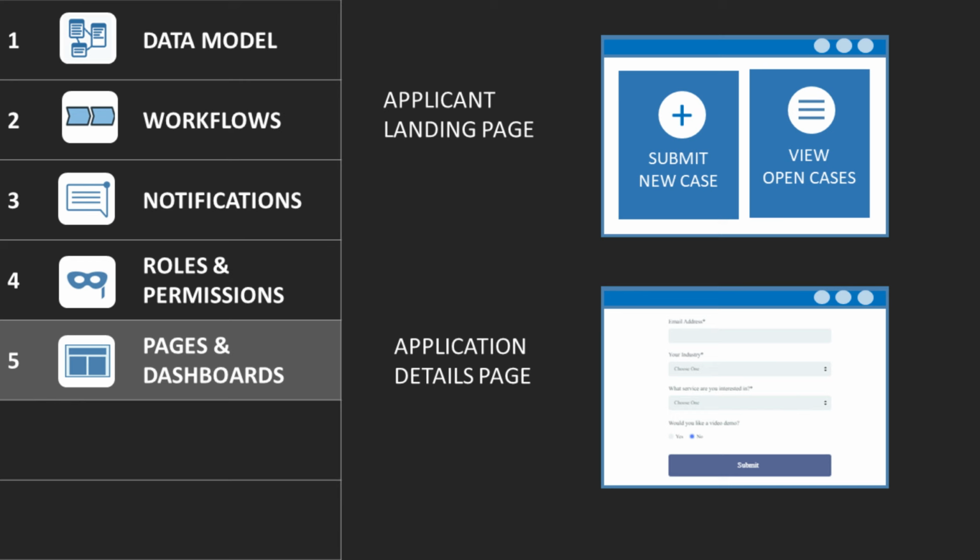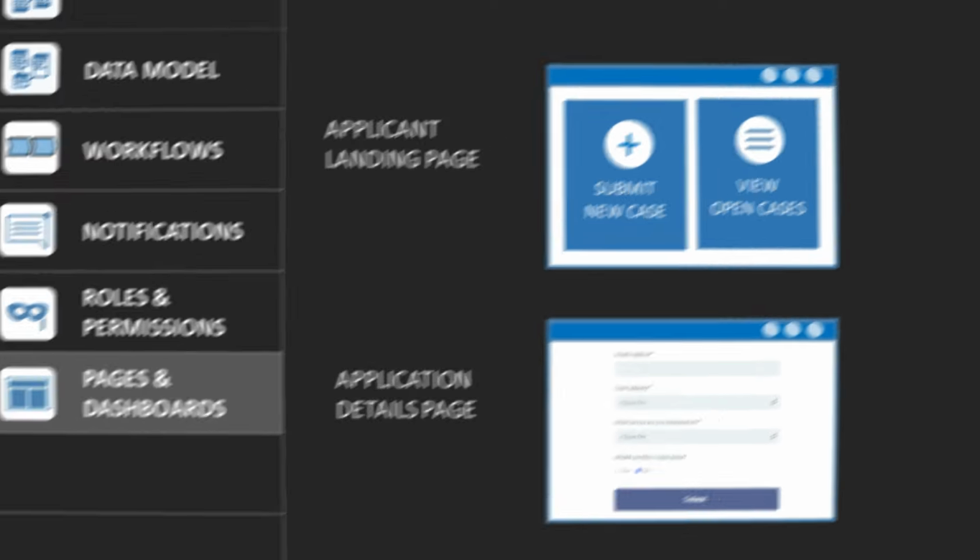Number 5. Pages and dashboards. Your system spec needs to list the key entity form pages, as well as dashboards and general pages for your application, along with the role-based access rules for each page and page section.